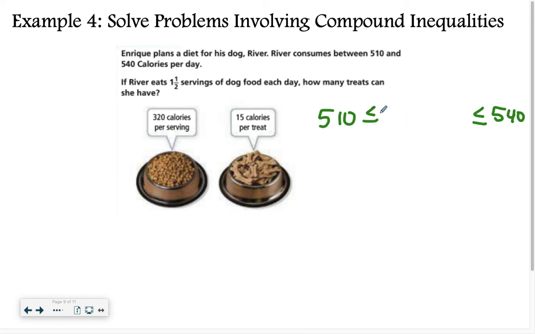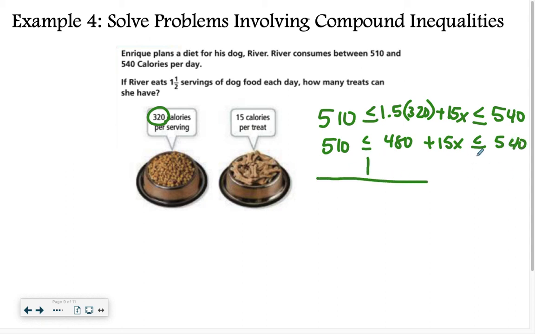Now, if River eats 1.5 servings of dog food, so 1.5 times 320 calories per serving, plus, so that's how much his food is. We have treats, and we know it's 15 times, I'm just going to do x to represent the treats. You can use a different variable, that's fine. So now, all I have to do is solve. So I'm going to simplify a little bit. I'm going to say 510 is less than or equal to 1.5 times 320 is 480. Plus 15x is less than or equal to 540.